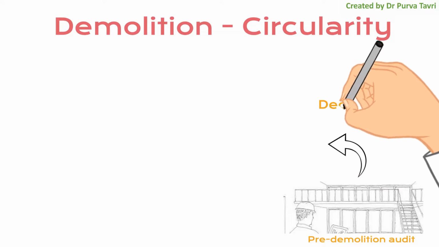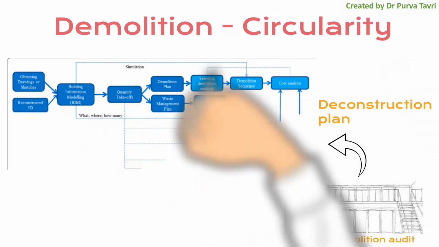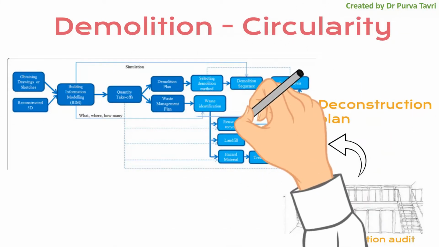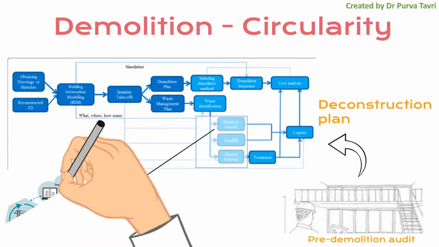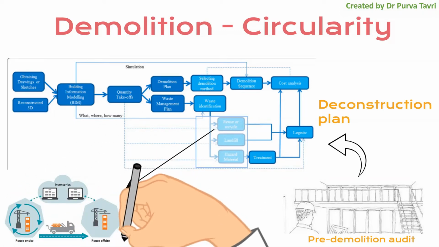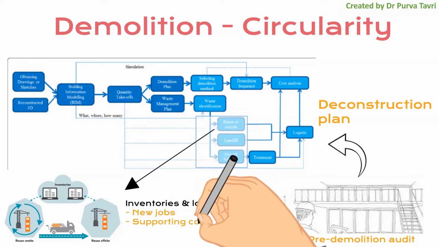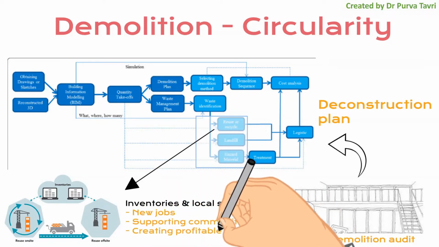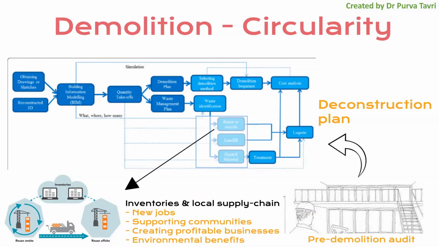At demolition stage, the pre-demolition audit is mandatory now. However, for achieving circularity, a deconstruction plan needs to be developed that requires the demolition contractor to apply deconstruction and dismantling options, particularly the know-how of components that can be reused on-site and off-site, mapping out the local supply chain, both reuse and recycling. This can lead to new jobs, supporting communities, creating profitable businesses, and environmental benefits.